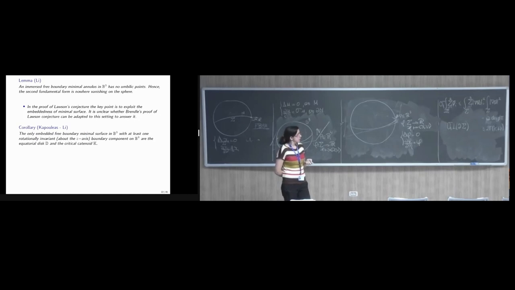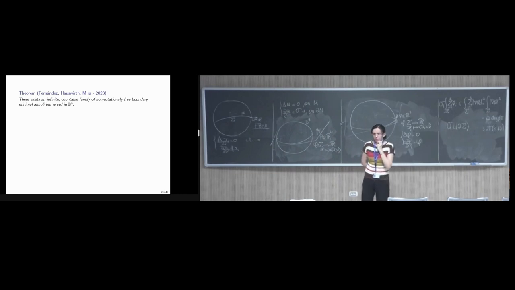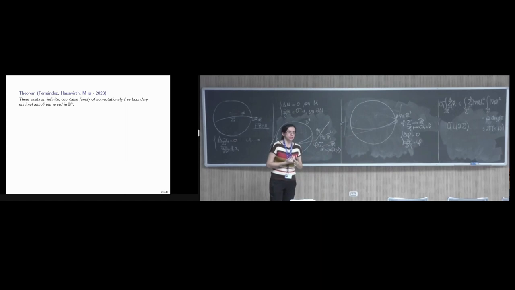Okay. And what more can we say here? In the information about the critical catenoid, we have the hypothesis that the surface is embedded. The question is, can you remove the embeddedness hypothesis or not?